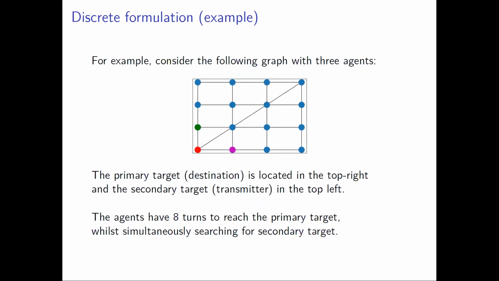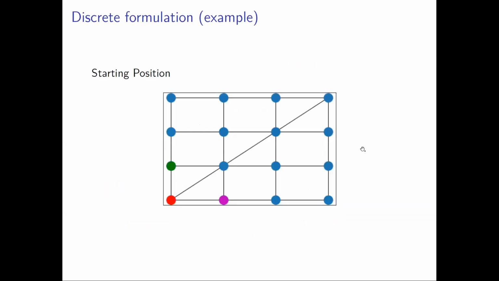Next slide, please. So, for example, let's suppose we have 3 agents in the bottom left corner of this graph, green, red, and purple. Let's suppose that the primary target, our ultimate destination, is located in the top right corner of the graph, and that the secondary target, the transmitter we're trying to sense and locate, is located in the top left corner of the graph. And let's suppose that the agents have 8 turns to reach the primary target while simultaneously searching for the secondary target.